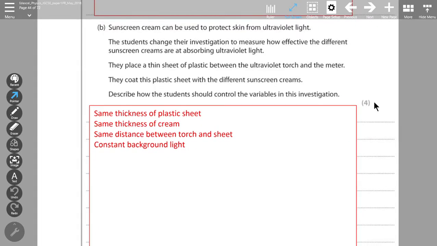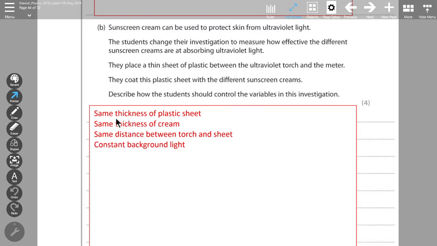Sunscreen cream can be used to protect skin from ultraviolet light. The students changed the investigation to measure how effective the different sunscreen creams are at absorbing ultraviolet light. They place a thin sheet of plastic between the ultraviolet torch and the meter. They coat this plastic sheet with different sunscreen creams. Describe how the student should control the variables in the investigation.